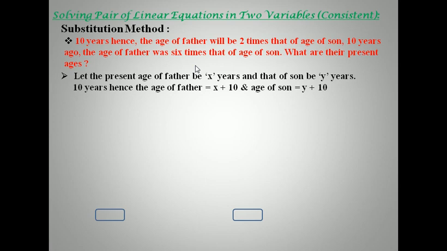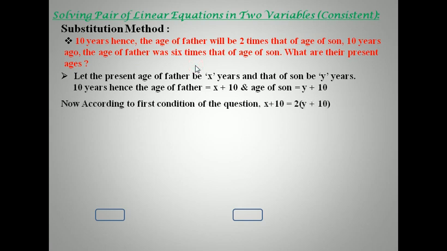According to the statement, 10 years hence the age of father will be x plus 10 and age of son will be y plus 10. Now according to the first condition, x plus 10 is equal to 2 into y plus 10. By simplifying, we get x minus 2y is equal to 10. Let us call that equation 1.